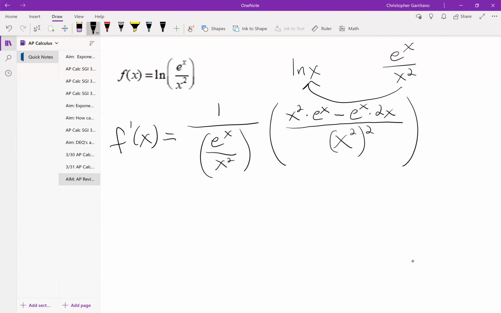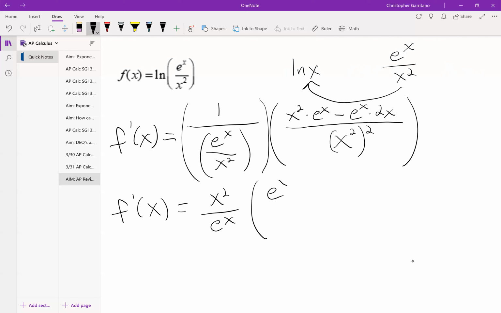Okay. And actually, I'm going to write this in a simplified way. Let's see. This first term here, this guy on the left, can be written as x squared over e to the x. And this second term has an e to the x in both of the numerator terms, so I can factor that out. And this becomes e to the x times x squared minus 2x all over x to the fourth.